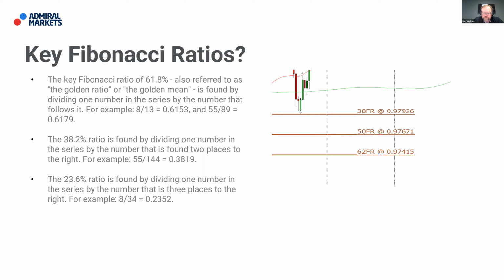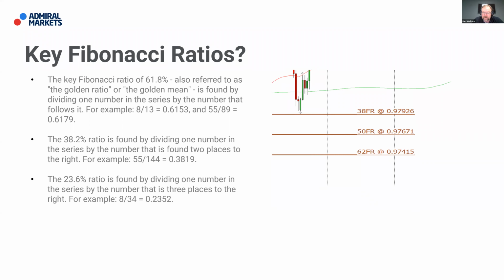But you can also find a couple of other particular key Fibonacci ratios. The 38.2% ratio is found by dividing one number in the series by the number that is found two places to the right. For example, 55 divided by 144 equals 0.3819. The 23.6 ratio is found by dividing one number in the series by the number that is three places to the right. For example, 8 divided by 34 equals 0.2352. And so what we see is these key Fibonacci ratios become 23.6, 38.2, and 61.8.